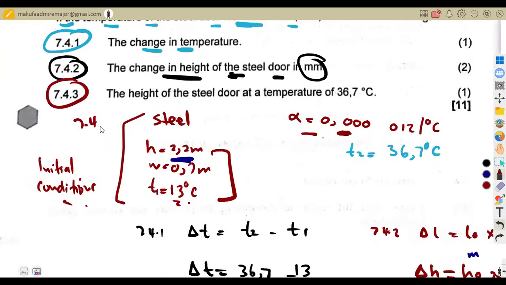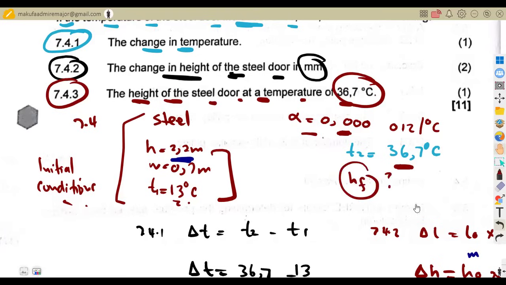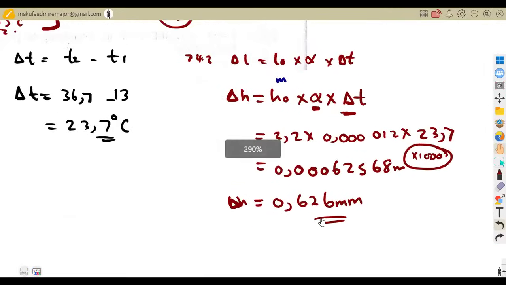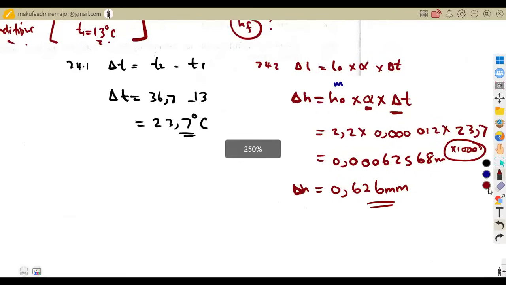Then on the other hand, on 7.24, the height of the steel door at the temperature of 36.7, this is our final temperature now. So the height at this temperature is the final height. How do we calculate the final values? The final height is the original plus the change that happened in that height. So in this case, 7.43, the final height is going to be the original height plus the change in height.